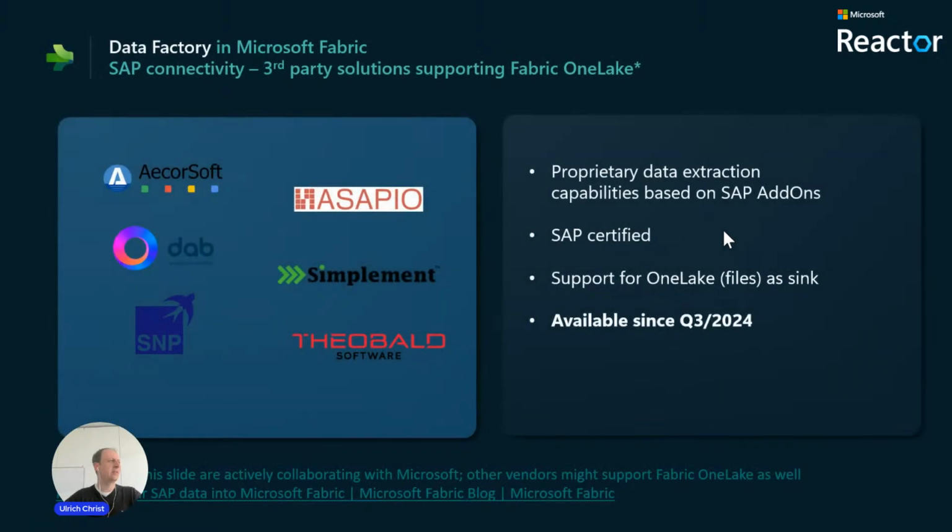And the story here is basically that we're working with a large number of third-party vendors who all have many years of experience in getting data out of SAP sources and landing it anywhere outside the SAP ecosystem. So you see the names of these vendors on the left-hand side. It's Microsoft, Asapio, DAB, Simplement, SNP, and Theobald. There might be more vendors, right?